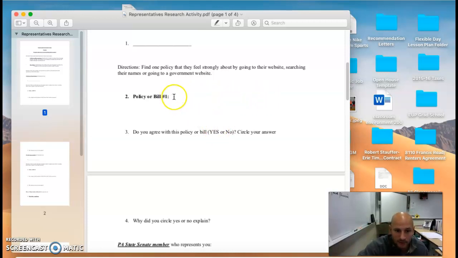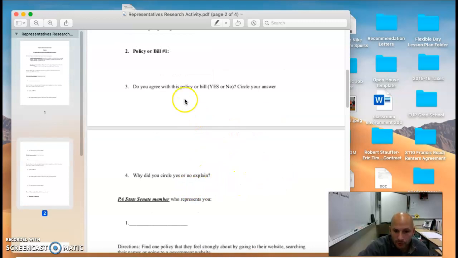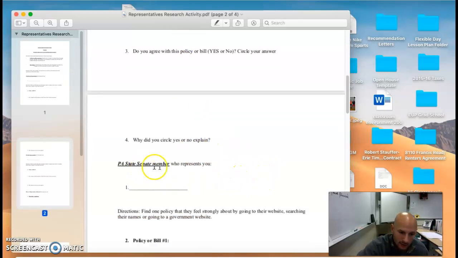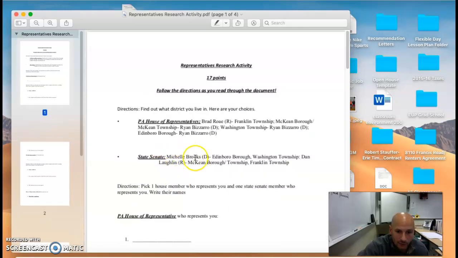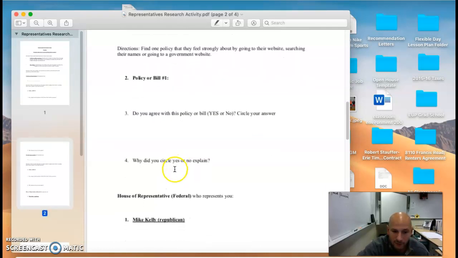Pick one. So maybe you have strong feelings about taxes. So you put how they vote on taxes. Do you agree with this policy or bill? So you kind of put their bill down, how they view it, what they've said, circle your answer, yes or no, and then why you circled yes or no, why you agreed with that view or why you disagreed with that view. A state representative member. Okay, so you go to the state Senate here, so you pick one, Laughlin or Brooks. You put their name down here, and you do the same exact thing for this one.